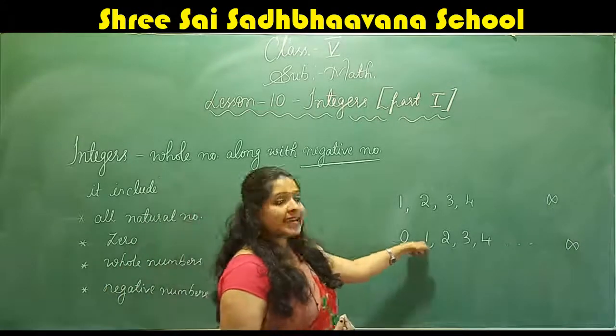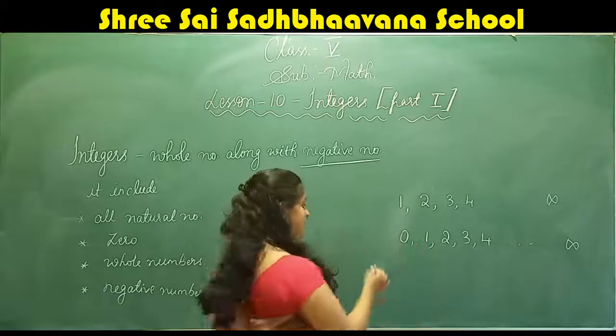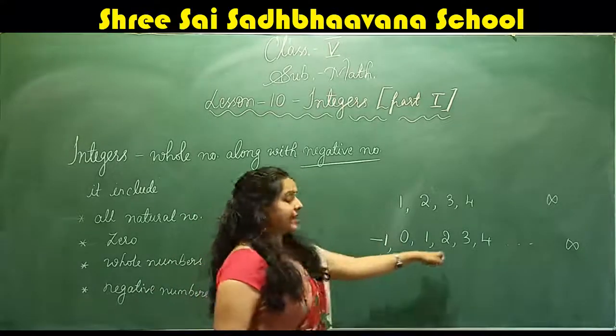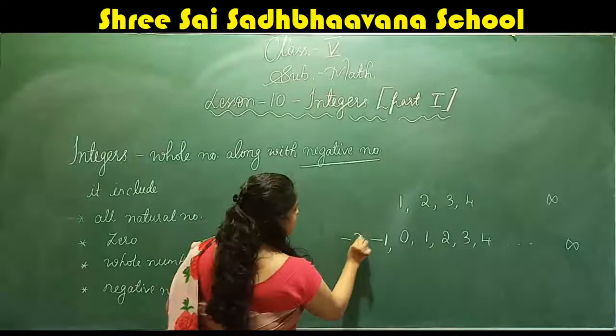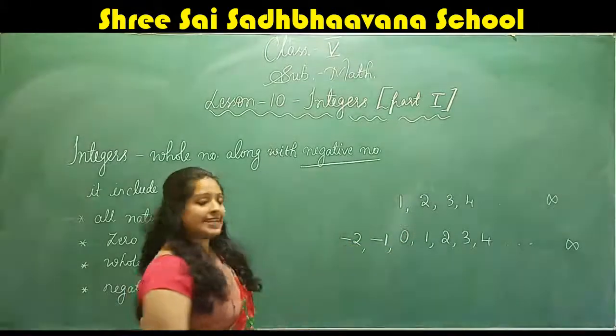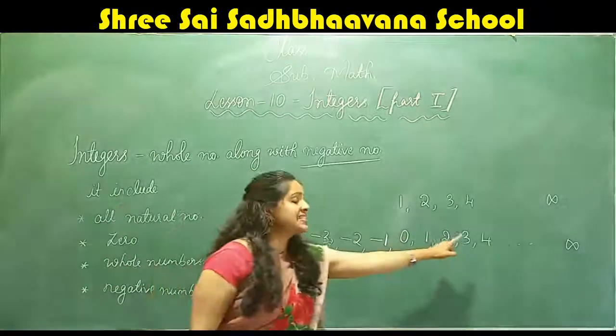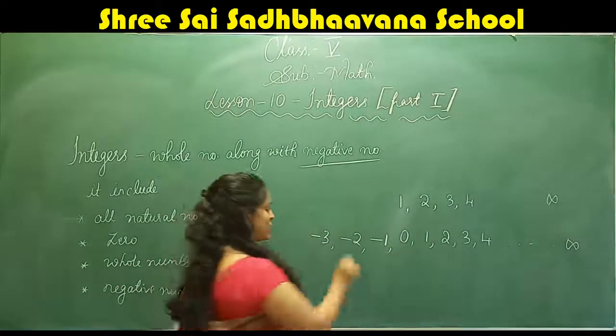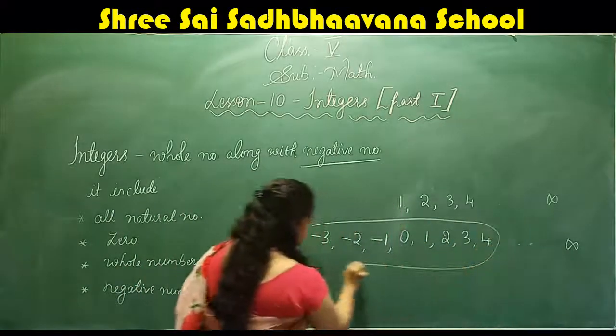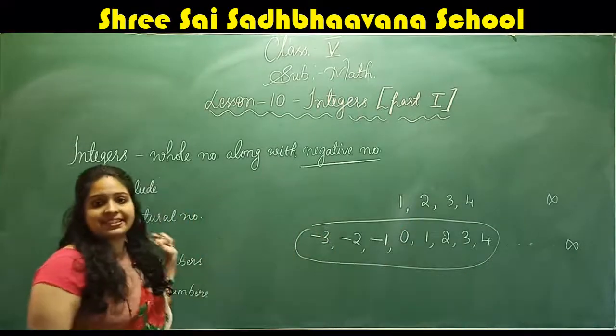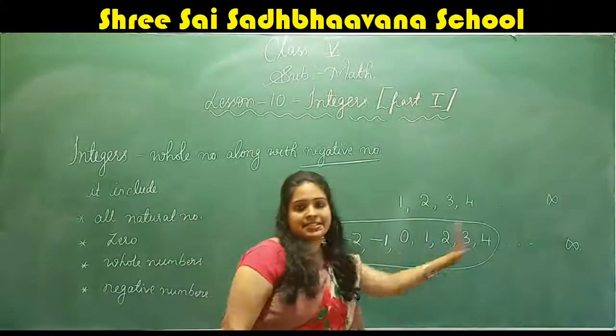Negative in the sense, negative of 1, what is that? Nothing but minus 1. Negative of 2, minus 2. Negative of 3, minus 3. So these are known as integers. It will continue on this side as well as on this side also.